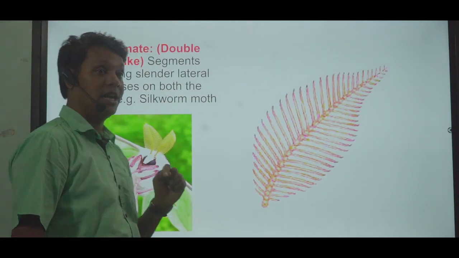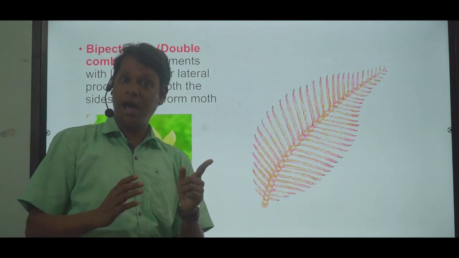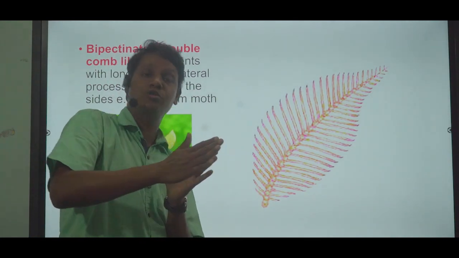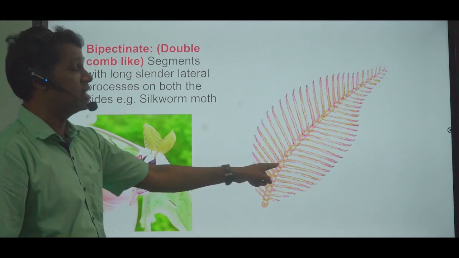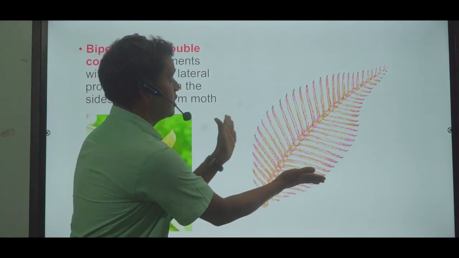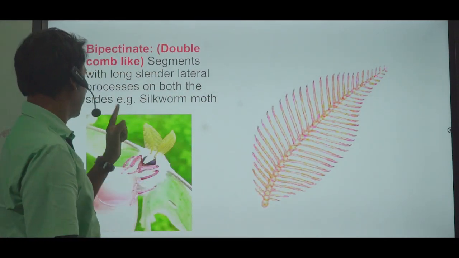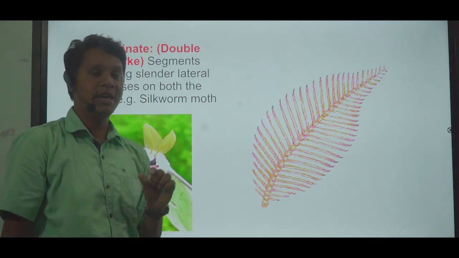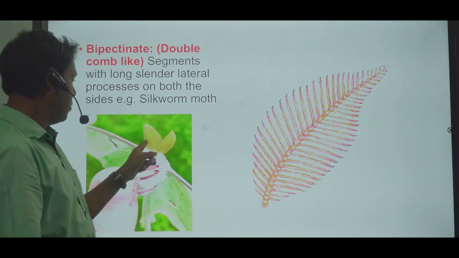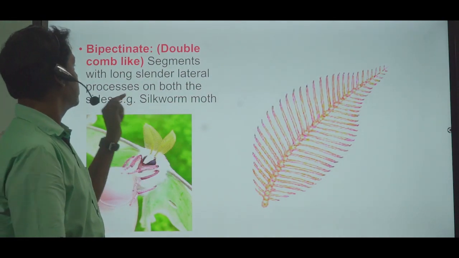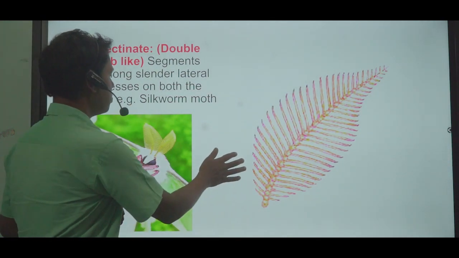So this is bipectinate. Earlier it was unipectinate, because the projection was towards one side. Now it is bipectinate. Why? You can see in this figure, the projections are towards two sides. For example, in case of silkworm, you can see very prominently in this figure that this is bipectinate antennae.